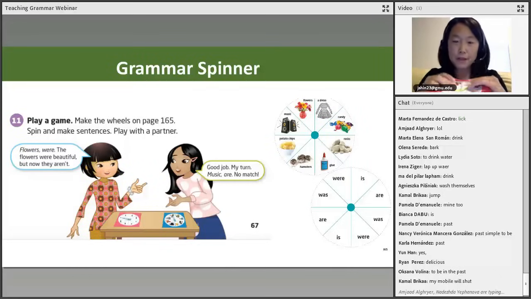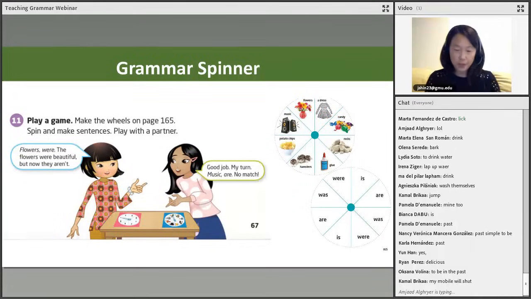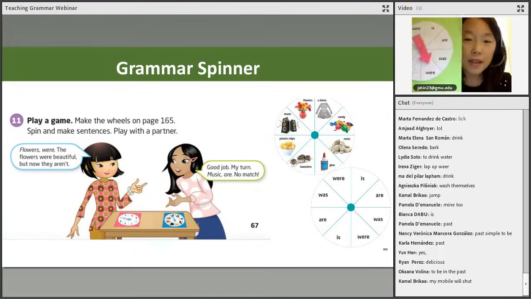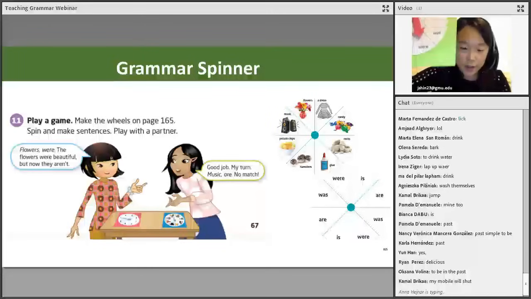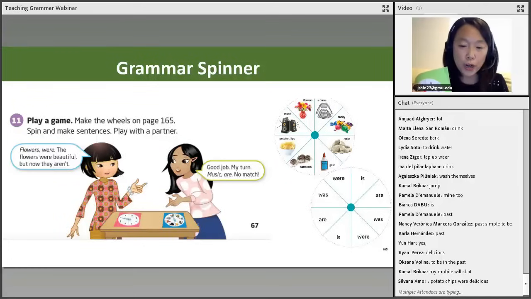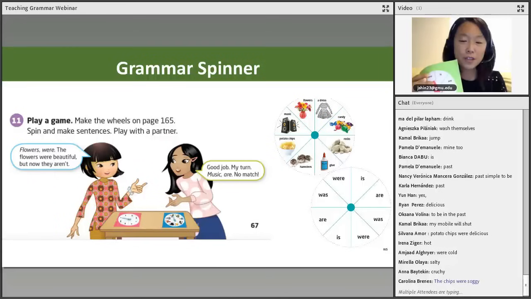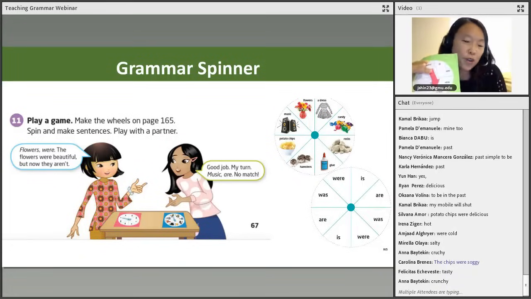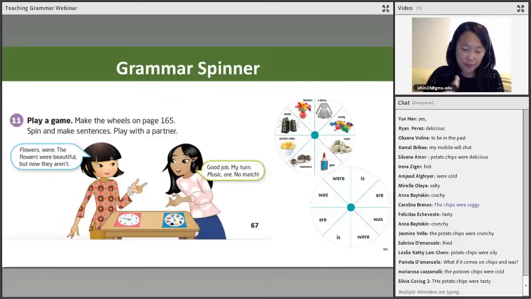It did move, and it landed on potato chips. Then I'm going to spin the verb. It says were. Can you make a sentence? The potato chips were delicious. The potato chips were salty. The potato chips were crunchy. Very good. Let's do another one.